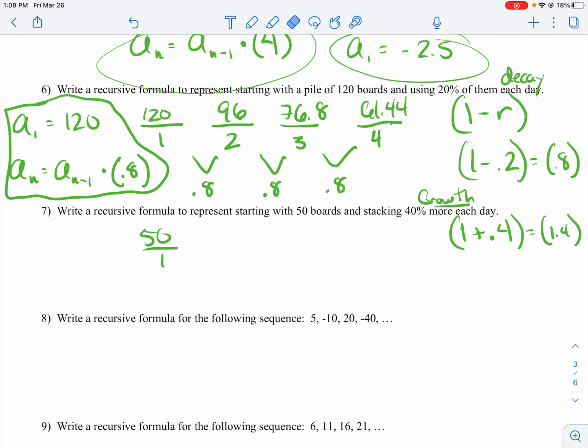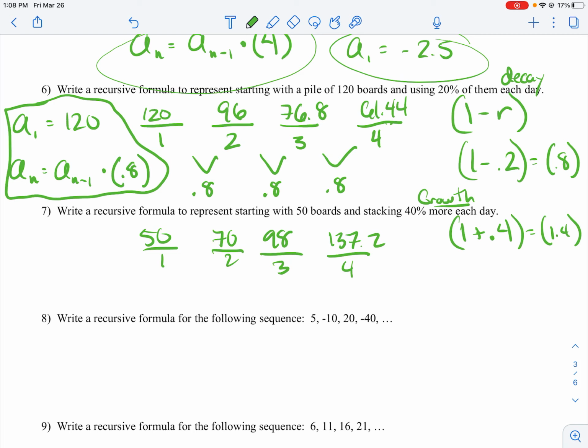50, day 1. Day 2, 20% of 50, holy moly, or 40%, come on. 20, so that's 70. Third day, 40% of 70, 28, so that's going to be 98, there we go. Fourth day, 40% of 98, looking at about 137.2.